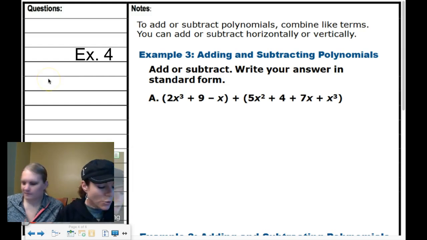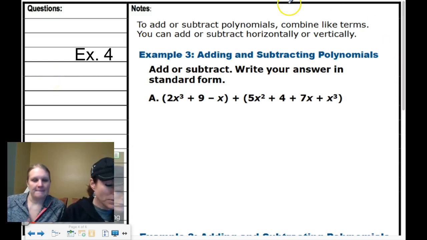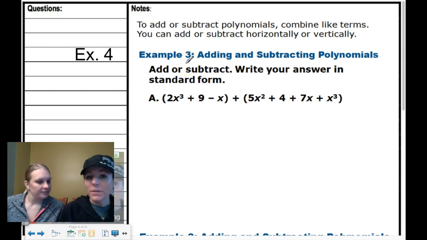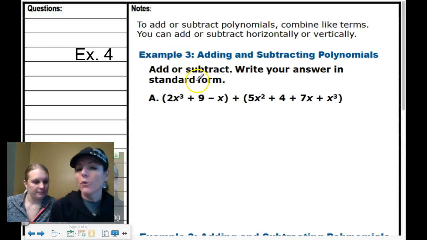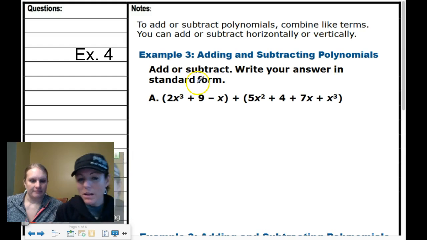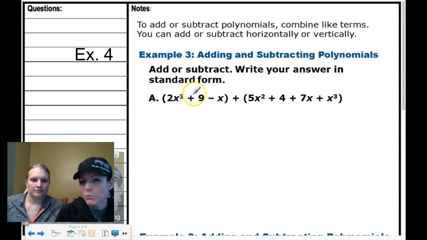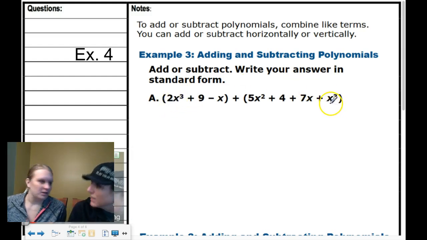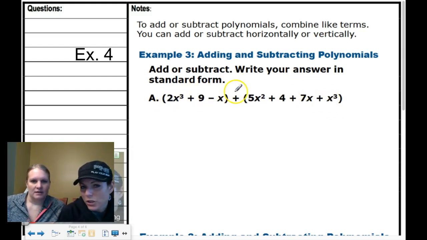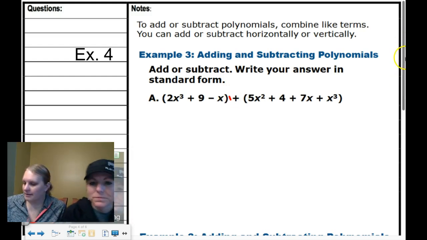So now we've named polynomials and identified the degree. Now we're going to go through how to add or subtract polynomials. And notice it says you're combining like terms. It says you can add or subtract horizontally or vertically. What Miss Boyd and I like to do is look at what the like terms are, and I circle them or whatever. And should we color code it? Yep, I was going to color code it.